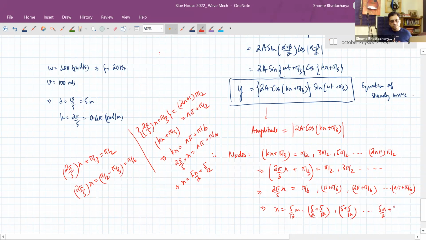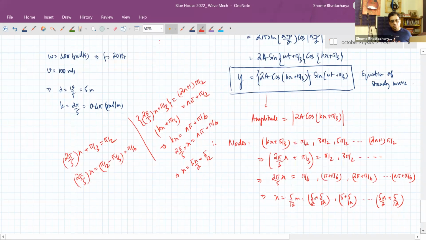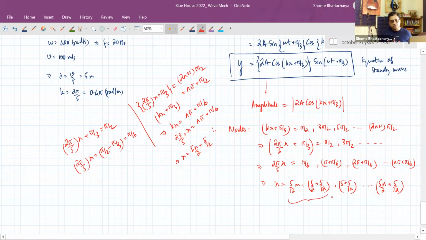This is what you were saying, no? So you can see that the gap between these two is 5 by 2. The gap between this one and this one. So the gap between consecutive nodes.